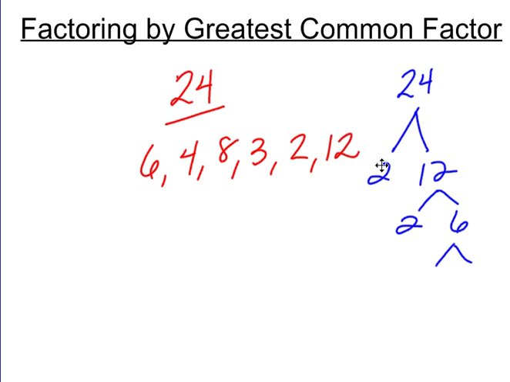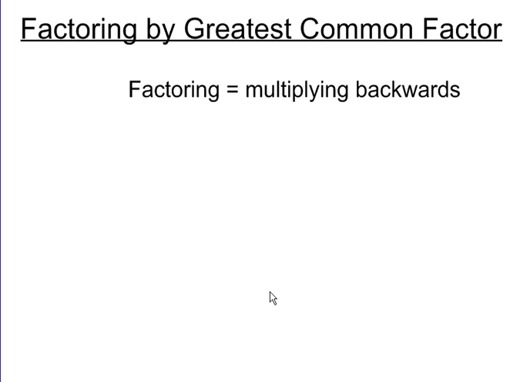If you remember how to use a factor tree, we can break it all the way down and look at the prime numbers of the tree itself. And we would say that 2 times 2 times 2 times 3 are the prime factors of 24. What we're looking at is taking a polynomial and being able to break it down into its prime factors. So I want you to think about factoring like multiplying backwards. That will help us keep things straight.